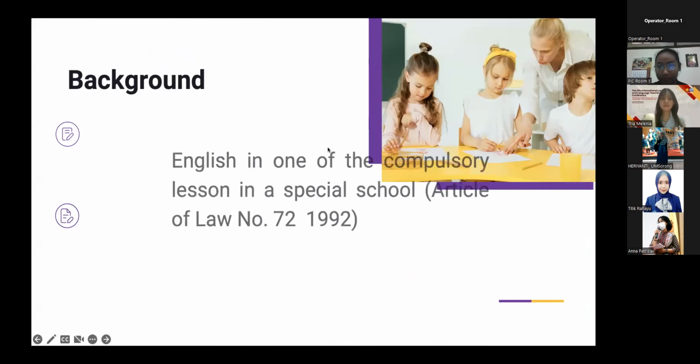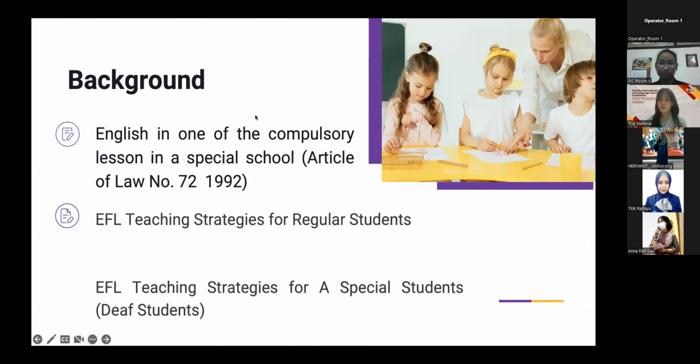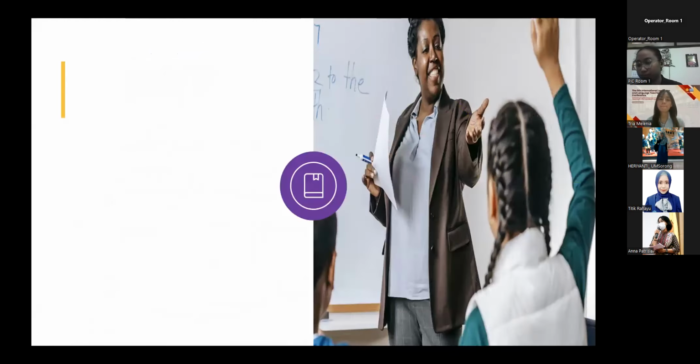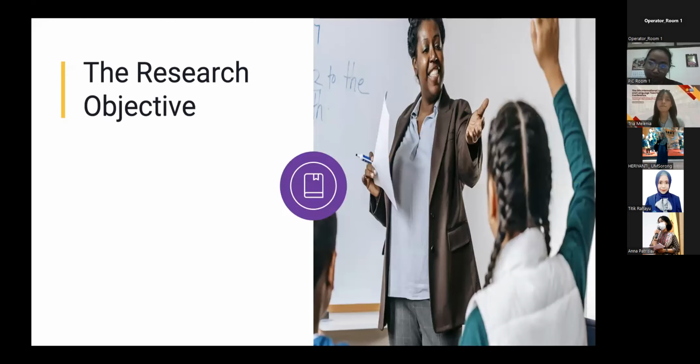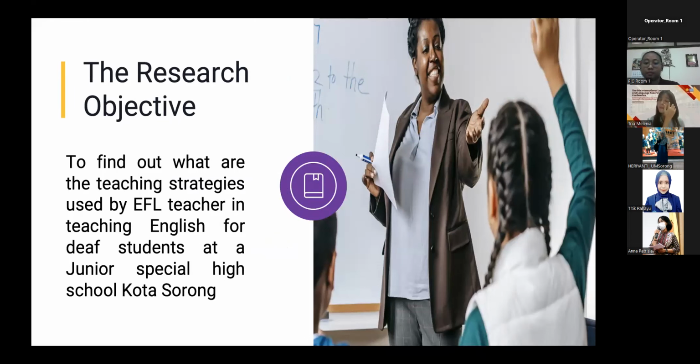The background of this research, first, because English is one of the compulsory lessons also in a special school, and then also, you know that EFL teaching strategies for regular students, of course, are different from EFL teaching strategies for special students, especially deaf students. Research objective, of course, to find out what are the teaching strategies used by the EFL teacher in teaching English for deaf students at Junior Special High School in Kota Sorong.